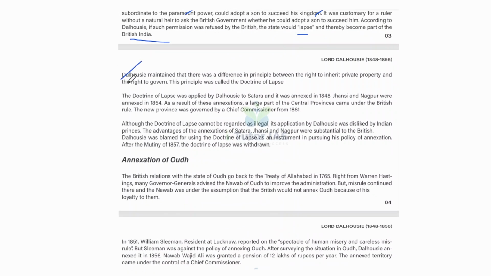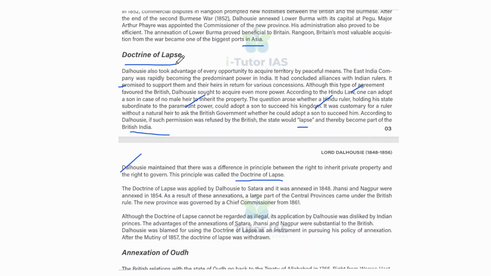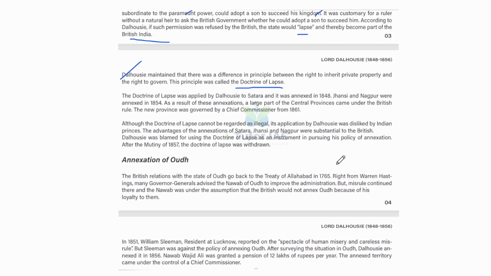Dalhousie maintained that there was a difference in principle between the right to inherit private property and the right to govern, and this principle was called the doctrine of lapse. So it's a little bit important, just try to understand. The doctrine of lapse was applied by Dalhousie to Satara, which was annexed in 1848. Jhansi and Nagpur were annexed in 1854, and as a result of this annexation, a large part of the central provinces came under British rule, and the new province was governed by a chief commissioner from 1861.